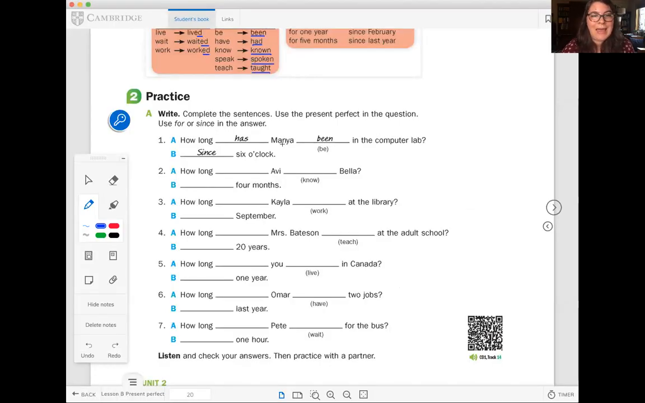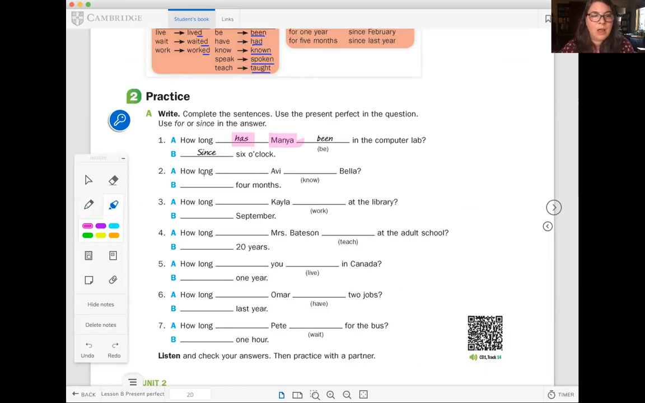How long has Manya? So Manya is she, right? So because it's she, we have has. How long has Manya been in the computer lab? Since 6 o'clock. 6 o'clock is a point in time, okay?